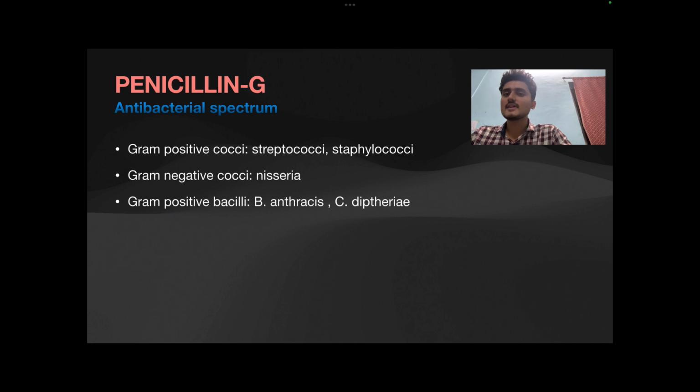Penicillin G antibacterial spectrum. Gram-positive cocci: streptococci, staphylococci. Gram-negative cocci: Neisseria. Gram-positive bacilli: anthracis and diphtheria.